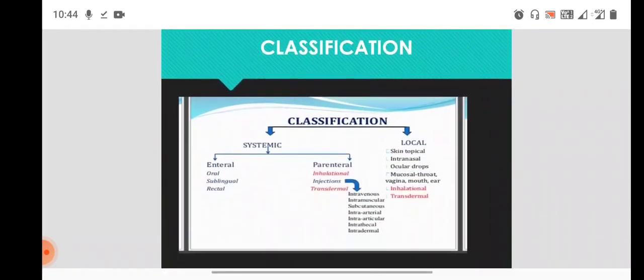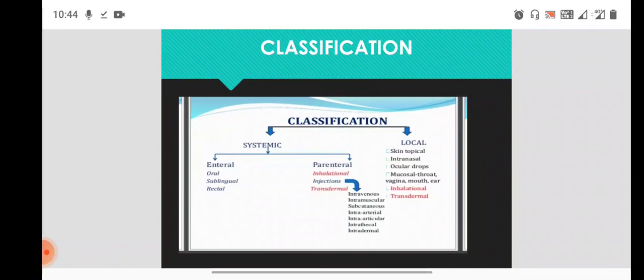Next we are going to see about the classification. In that we have two major classifications. The first one is systemic and the second one is local. In the systemic we have another two subdivisions, enteral and parenteral routes. Enteral routes we have oral, sublingual and rectal. Parenteral routes we have injections, inhalations and transdermal patches.